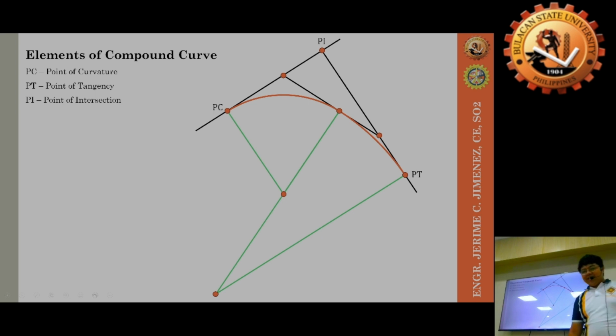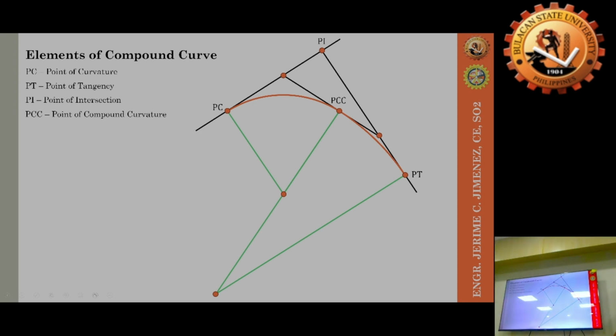Okay, next. Ito na. So, introduce tayo ng bagong element sa ating curvature. We have the PCC or the point of compound curvature or compound curve. Okay, saan siya located? Ito yung PC natin, ito yung PT natin. Pag sinabi natin point of compound curve or point of compound curvature, saan nagdikit yung dalawang simple curve? Definitely, dito sila nagdikit sa point na to. Ito ngayon yung tatawagin natin as the point of compound curvature or the PCC.